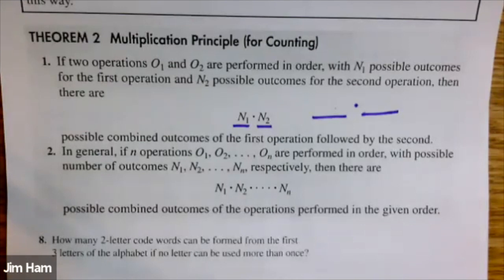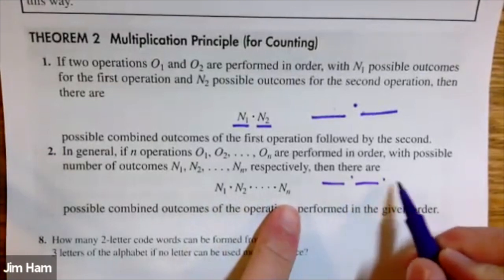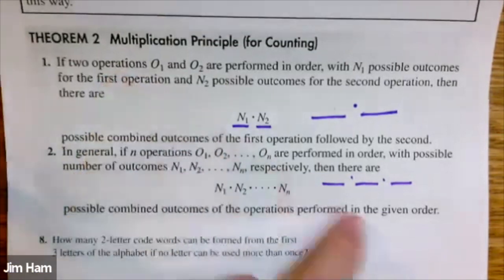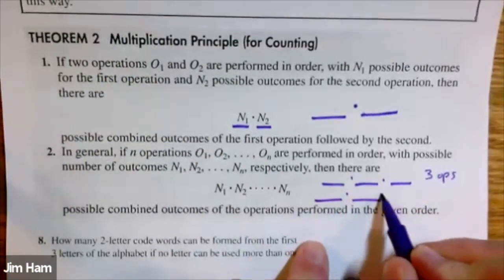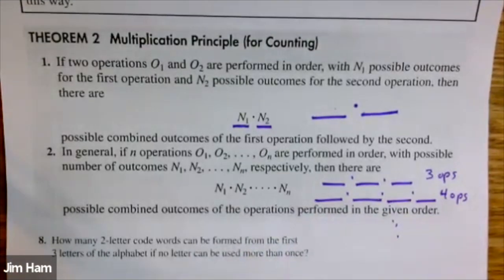And in many of our problems, you're going to have more than just two operations. You might have three, or four, or something like that. And they're all going to be in a context, and we're going to work through many. So if there are three possible operations, I'm going to write it this way. If there are four operations, I'm just going to write it this way, and you're going to multiply four numbers together. And that just gets generalized. So number two is the general form of the multiplication principle for counting.